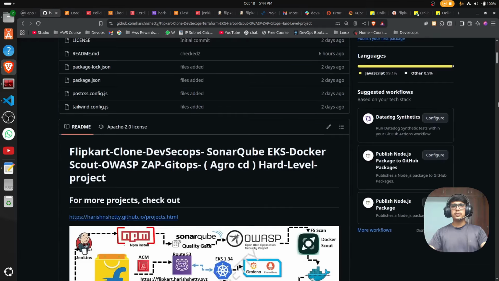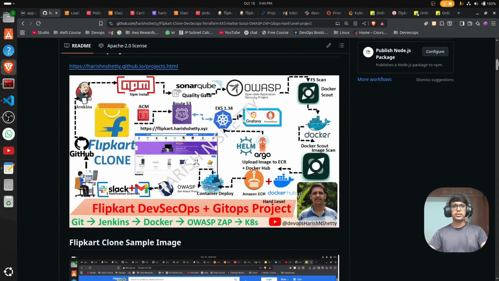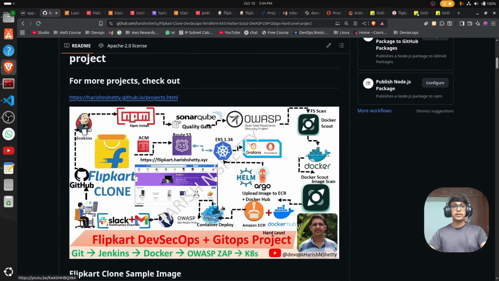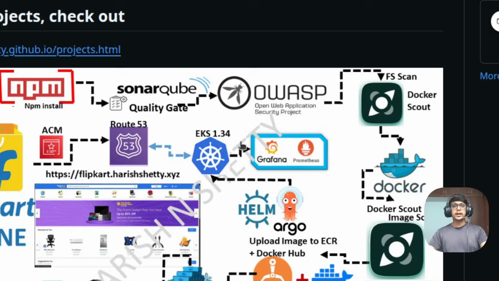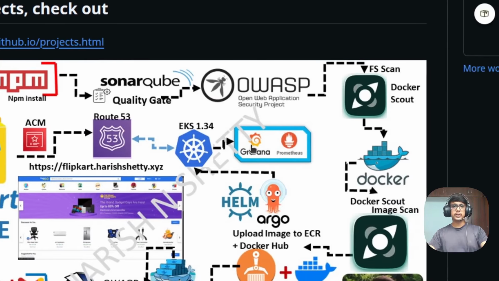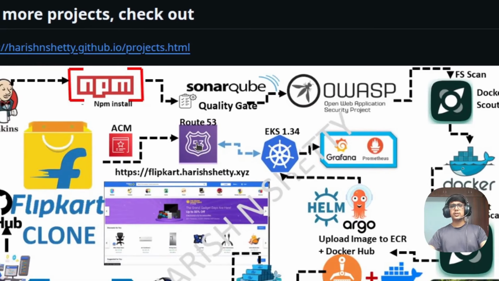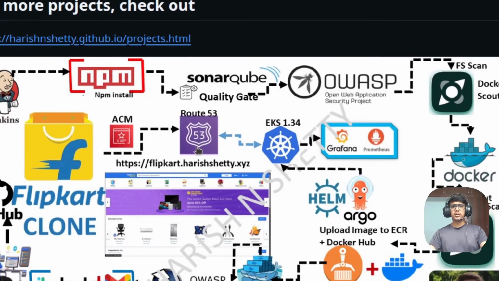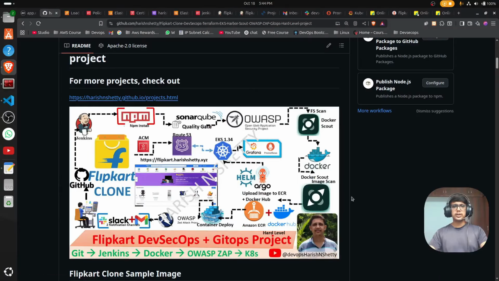We have done the project end to end, and we added more and more experiments. We are done with everything. We learned about EKS versioning also. We saw Grafana, Prometheus, Route 53, ACM, and a lot more in this video. I hope you enjoyed this video.